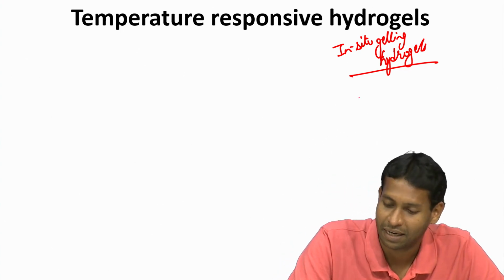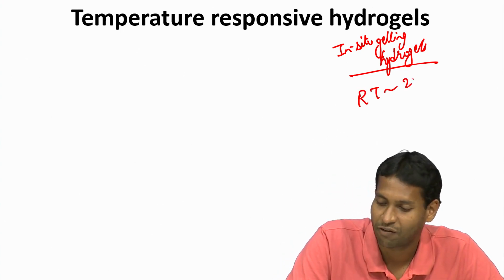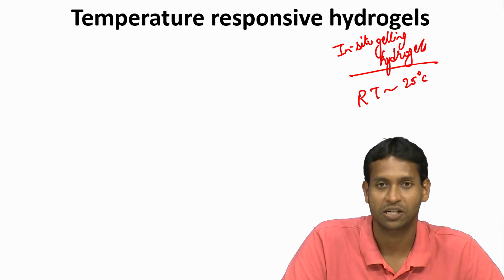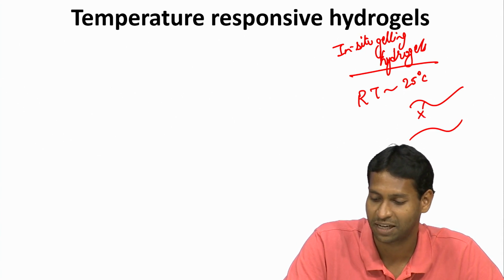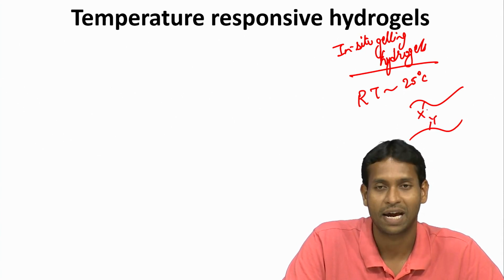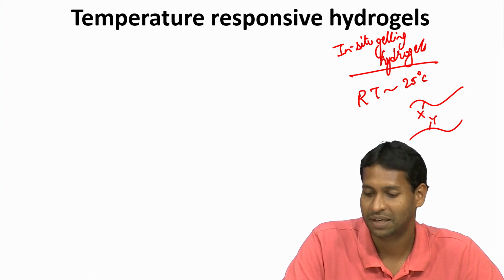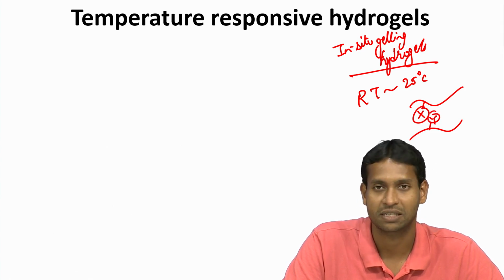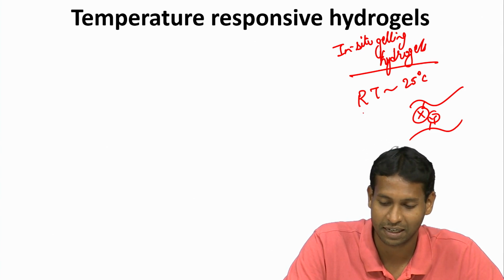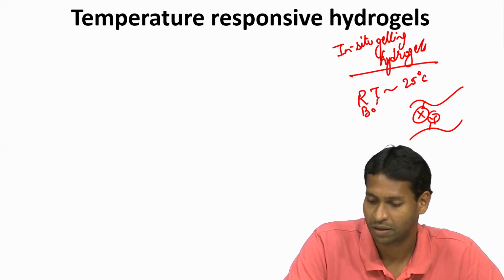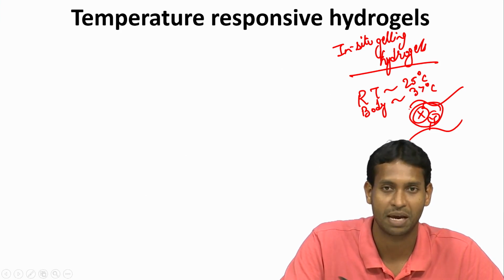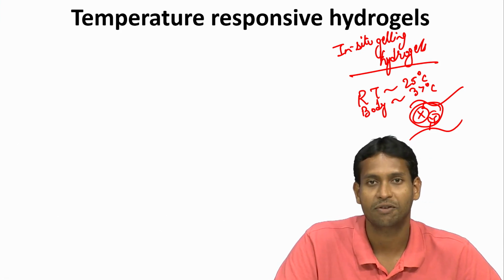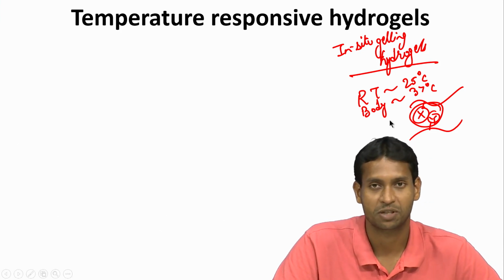So, maybe at room temperature, let us say 25 degrees Celsius, you have a reaction that is extremely slow. Maybe you have two polymers with two functional groups X and Y which react to form a gel, but the X and Y reaction is slow at room temperature. Once you inject it in the body, the temperature has increased to 37 degrees Celsius, and the reaction can happen at a much faster pace and you will have gelation at the site of injection. So, that was one thing we have already talked about in terms of temperature responsive hydrogels.